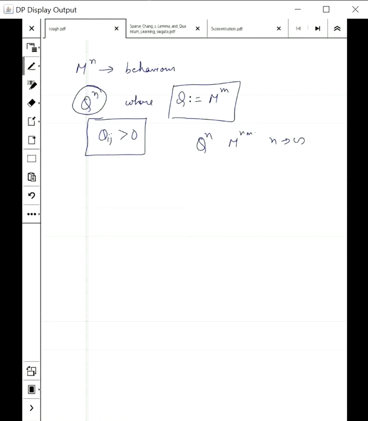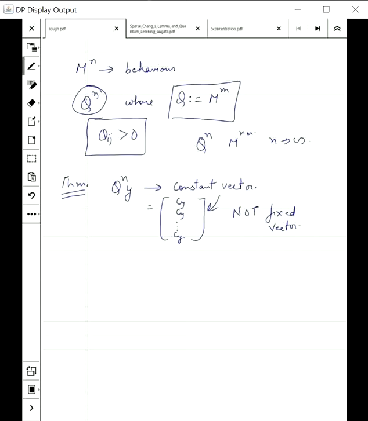This is the most important theorem, which will show that Q y is going to be a constant. There's a difference between a constant vector and a fixed vector. A constant vector means that this is going to be a vector whose every entry is the same, though the entry can depend on the vector y. So this is a constant vector. Every entry is the same. It is not a fixed vector. But it is surprising that everything goes to a constant vector.